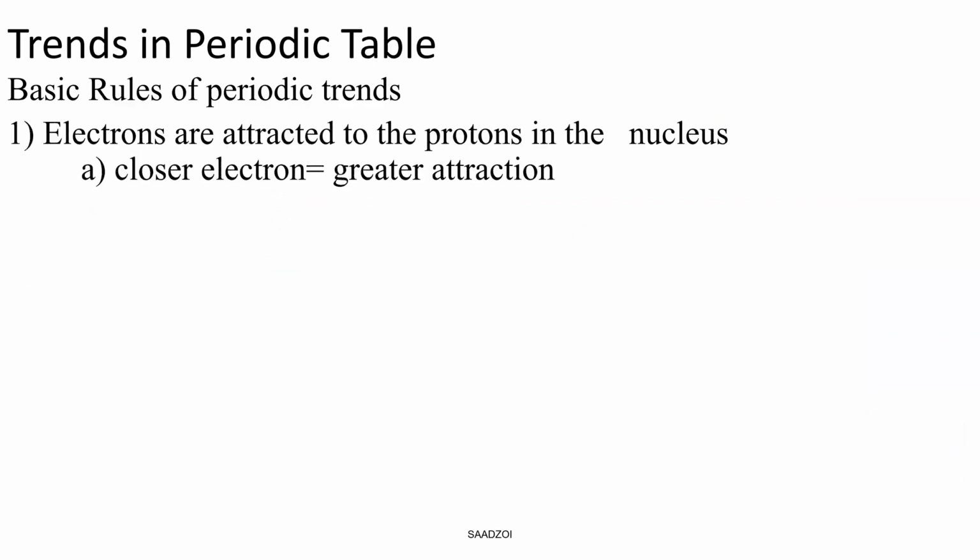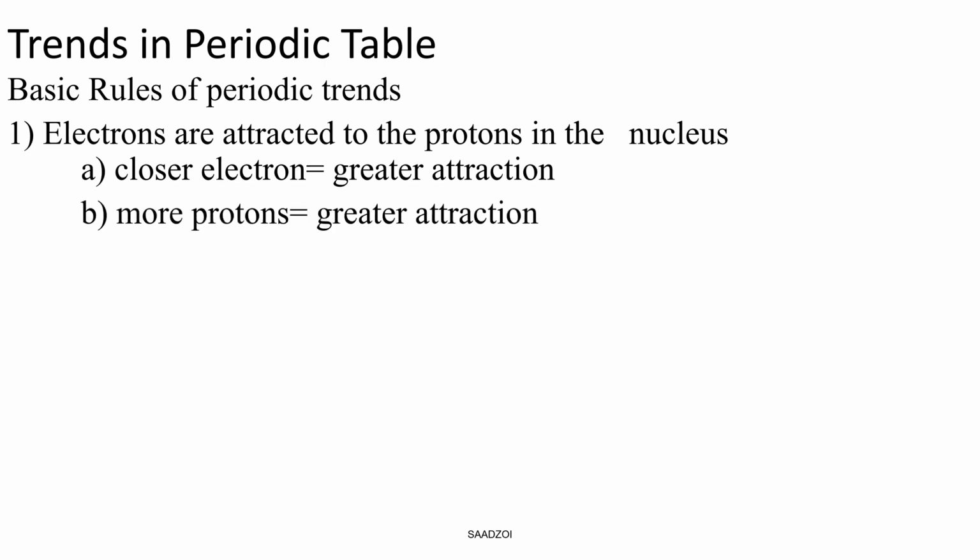All right, trends in the periodic table. Here are the rules we're going to use to understand the trends. First rule: electrons are attracted to the protons in the nucleus. Common sense, right? Opposites attract. As part of that, we're going to emphasize that the closer the electron is to the nucleus, the greater the attraction. So electrons in the first shell are going to have greater attraction than ones in the second and the third, and so on. So closer it is, greater attraction. That's one thing you need to remember.